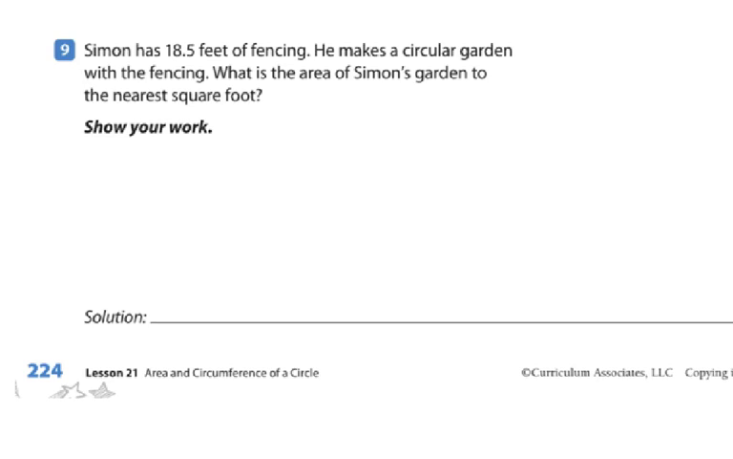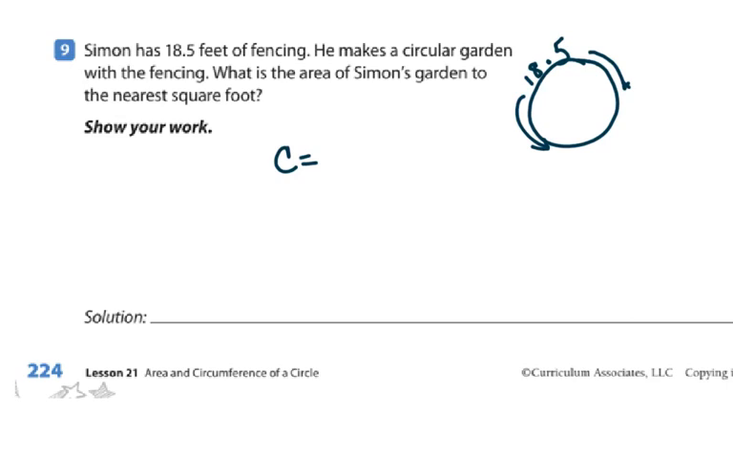This last question I really like because it makes me think about our previous learning when we did circumference and apply it to area. So it says Simon has 18.5 feet of fencing. He makes a circular garden with the fencing. What is the area of Simon's garden to the nearest square foot? So they give us the circumference. If this blue circle, the line outside, equals 18.5 feet around this circle, right? So knowing that, that's my circumference.